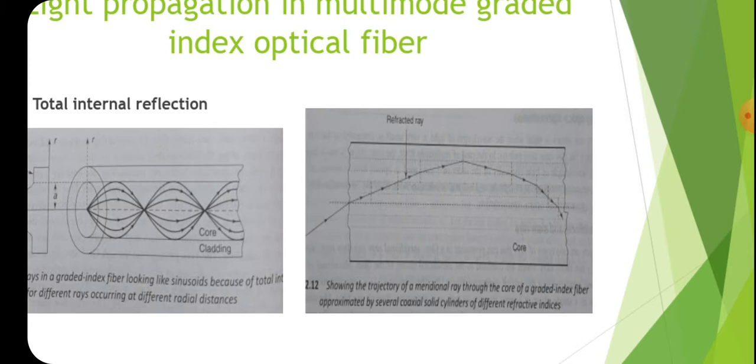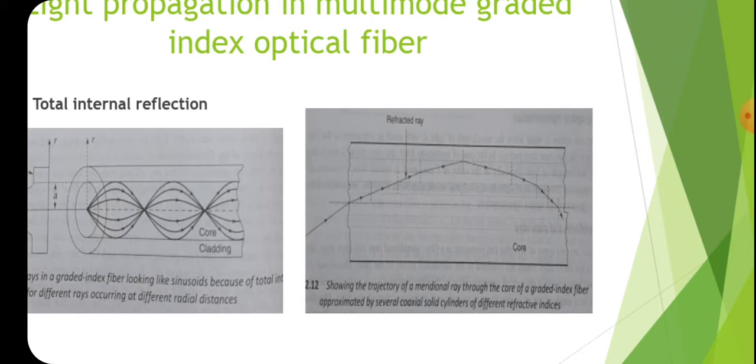Before going to the details, first you should understand what a meridional ray is. A meridional ray is a ray which lies in the plane containing the axis of symmetry of the fiber. You know that there is a core. When you consider the transverse section, there is a core at the center, and outside of that there is a cladding, and at the core there is a central line. A meridional ray is a ray which lies in the plane containing the axis of symmetry of the fiber, okay.